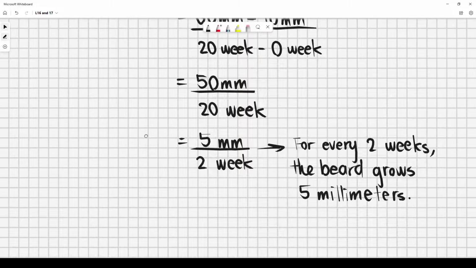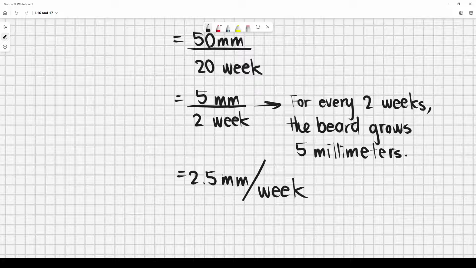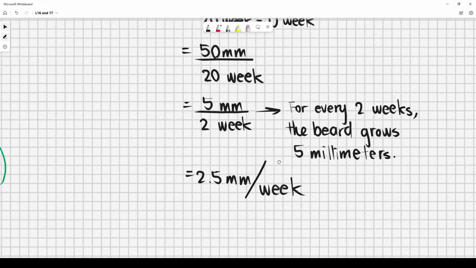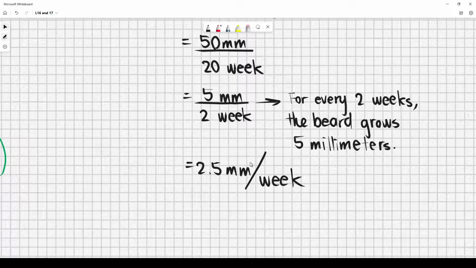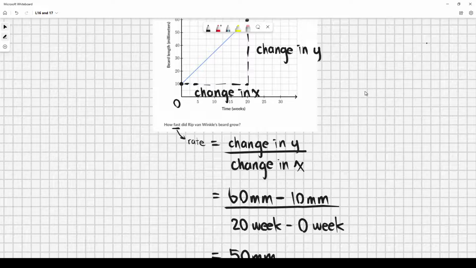So there you go. If this might not be so intuitive, you can even simplify it down even more, which becomes 2.5 millimeters every week. And maybe this notation would be even better, depending on how you understand the topic. In this case, these are the same thing, but essentially I'm saying that for every week, the beard grows 2.5 millimeters. So it represents how fast the beard grows, so that is the slope.